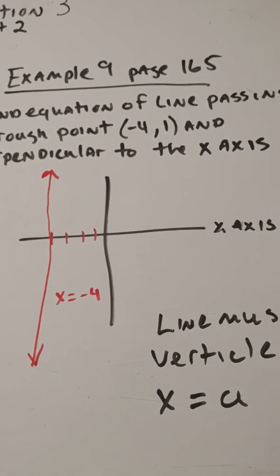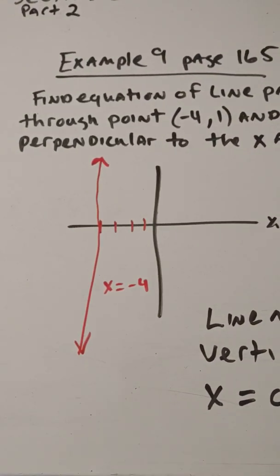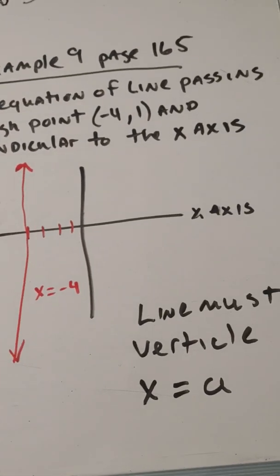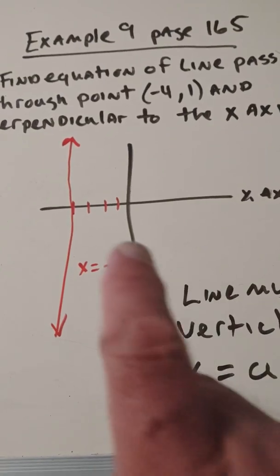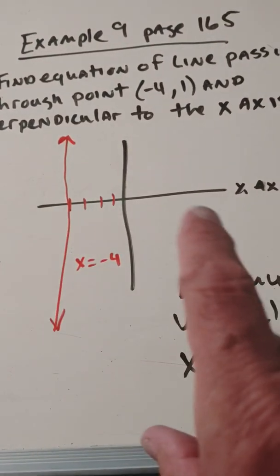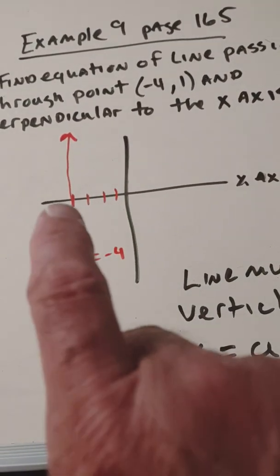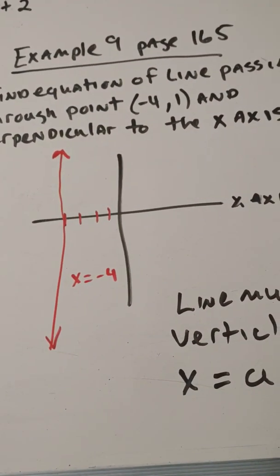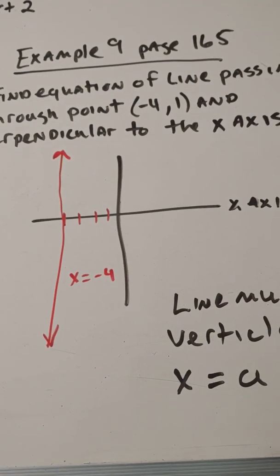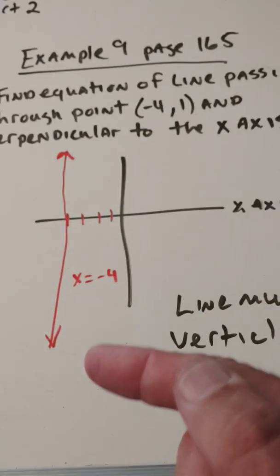It says, find an equation of a line passing through point (-4, 1) and perpendicular to the x-axis. So what I've done is drawn here, here's the x-axis, here's the y-axis. Notice that the x-axis is horizontal. So the only way a line can be perpendicular to the x-axis is if it's vertical.